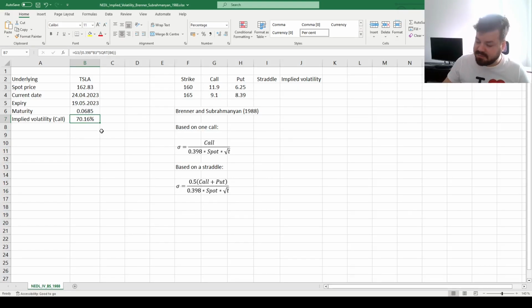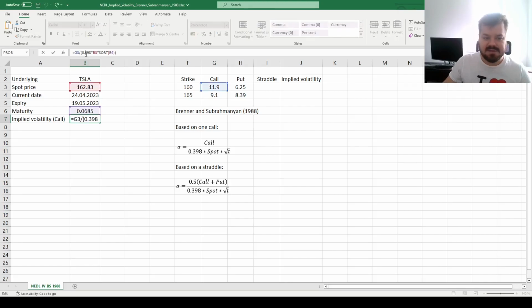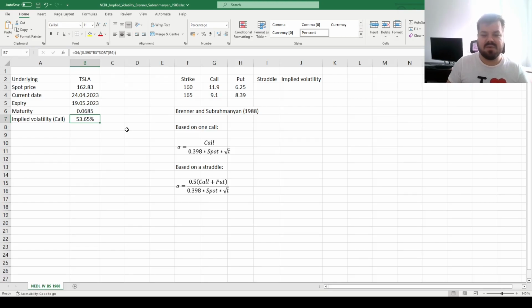However, this is not the most precise approximation that we can do, because the strike of 165 is closer to our spot price than the strike of 160. So the motivation would be to go for the strike that is the closest to the spot price. And that gives us a value of 54%. We can see that the gap between the two estimates is quite large, both quantitatively and qualitatively.